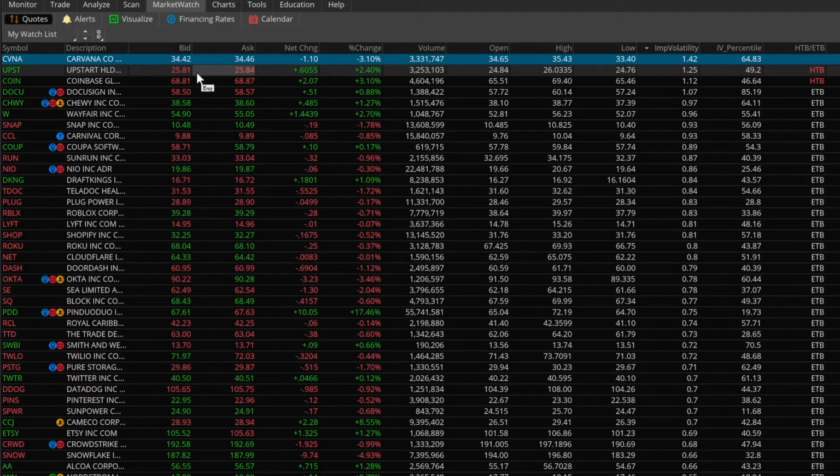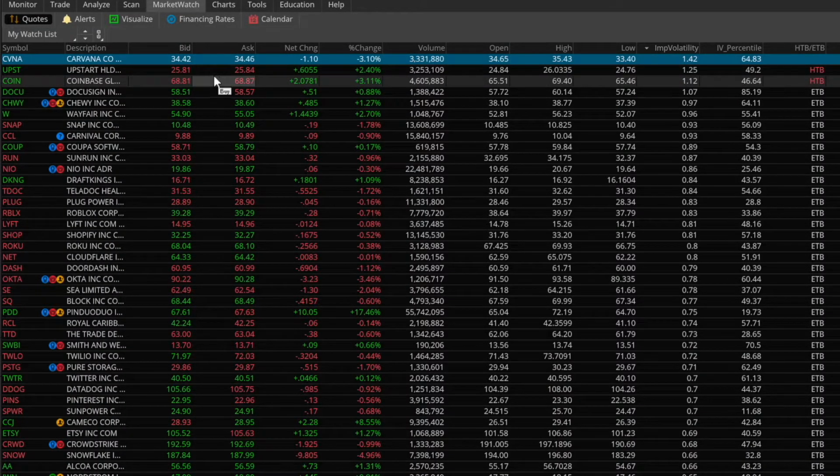But besides IV rank or IV percentile, I would imagine most other platforms, if not all of the platforms, do offer these other various metrics here as well. These are all very, very standard.